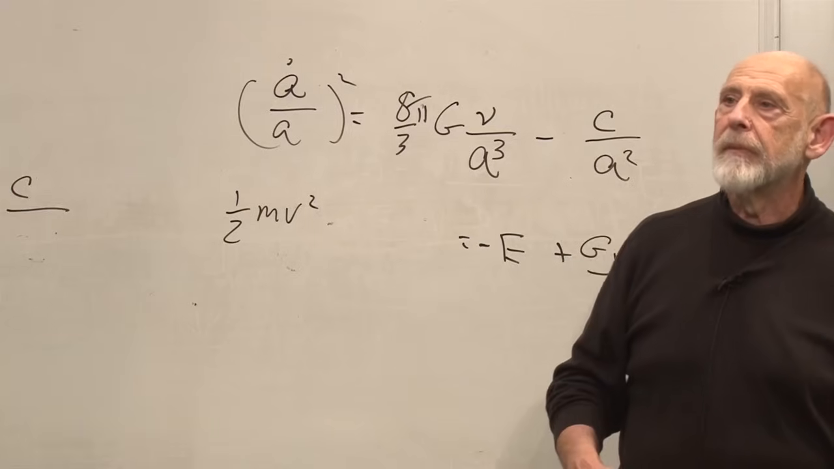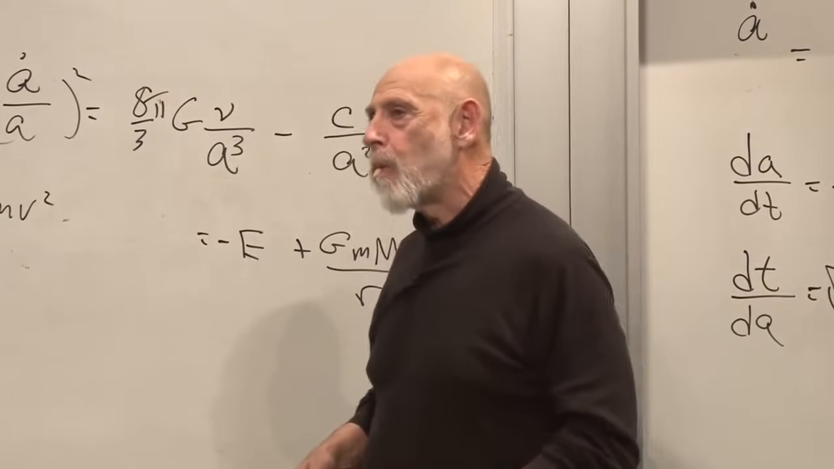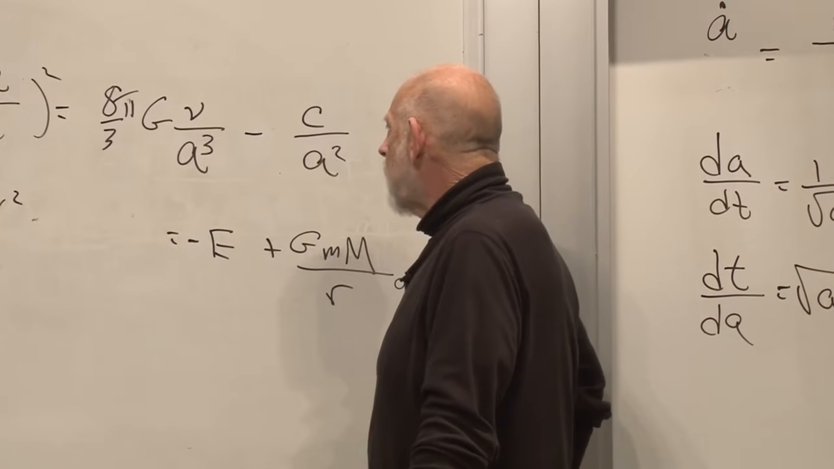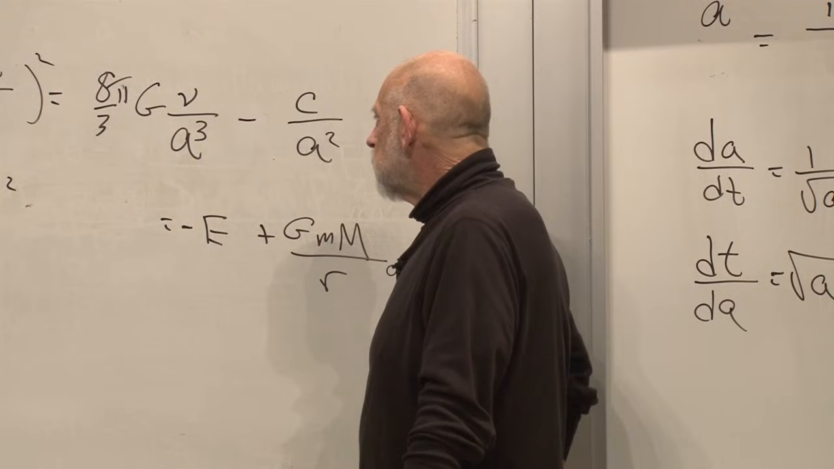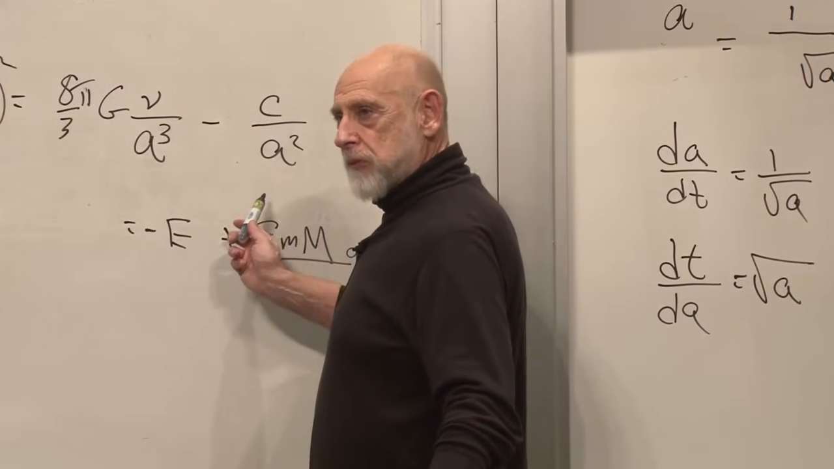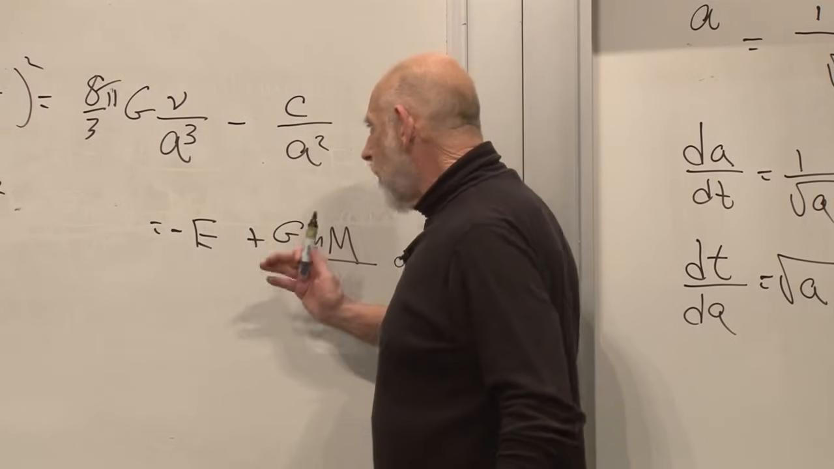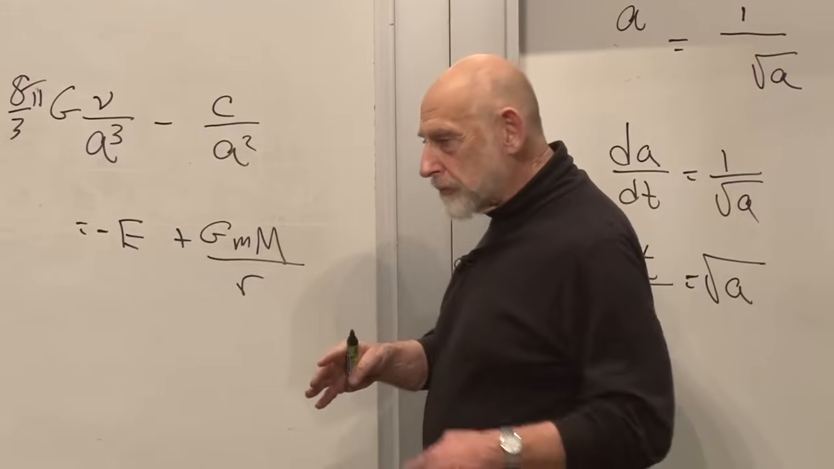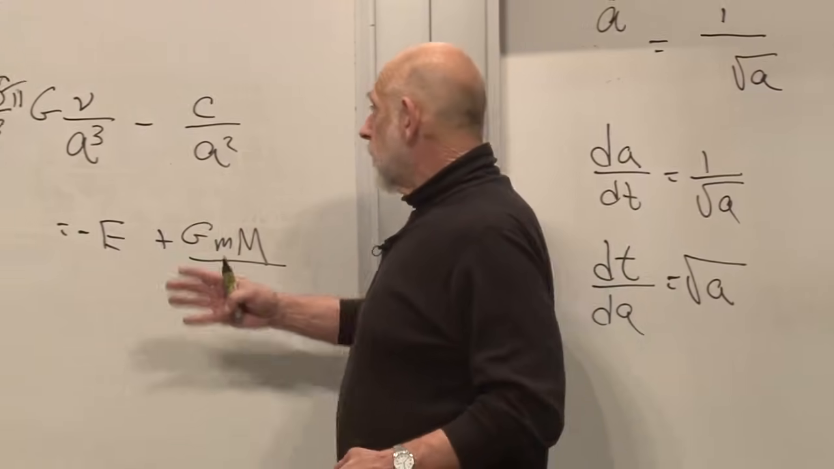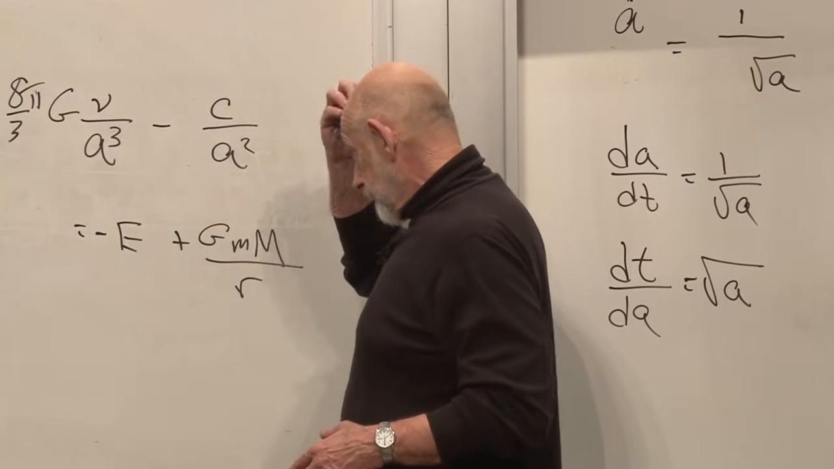Yeah. But I think what he's saying is that 8 pi G rho over 3 times a cubed has to be greater than or equal to C over A squared. Otherwise, something squared goes negative, which is mathematically impossible. You say this has to be bigger than this? Or equal to that, yeah. I think that's what he means. The point is, A can never get big enough to turn the sign of this.